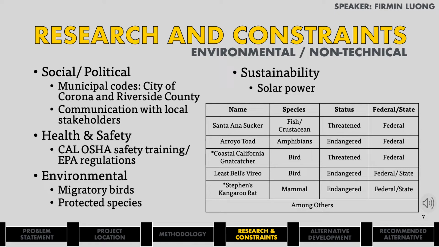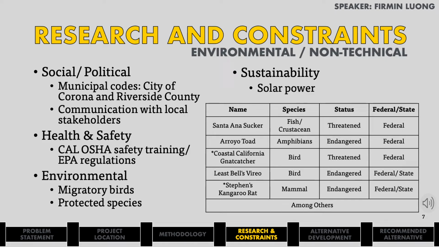There are several protected species living within the construction area. If species such as the kangaroo rat are found during construction, we will contact the Riverside Corona Research Conservation District. We have also kept the native birds in mind, because they have their nesting season in this area during the winter. We will be limiting the construction during that time.